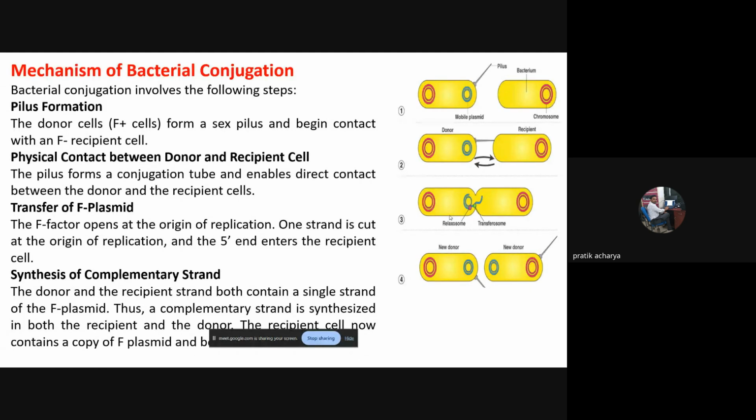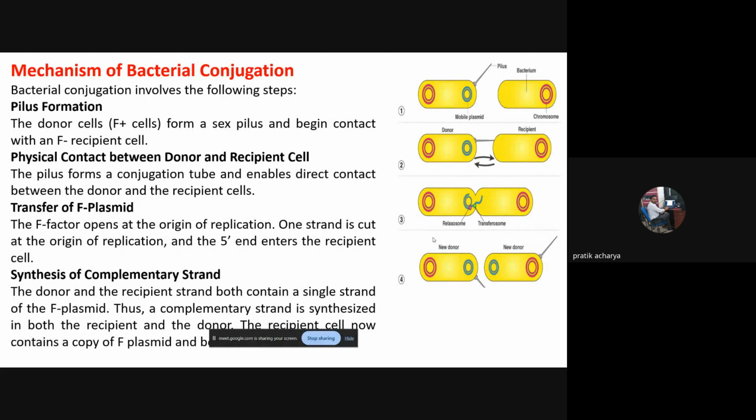The main function is to bind to the oriT sequence on the plasmid, cut one strand of the plasmid at the specific site, and unwind the DNA slightly to begin transfer. Another is there, which is known as the transferosome. What is that transferosome? It's also a protein complex that forms the transport machinery during bacterial conjugation.